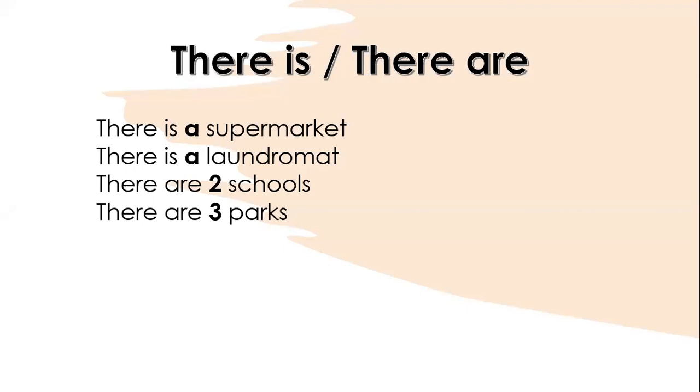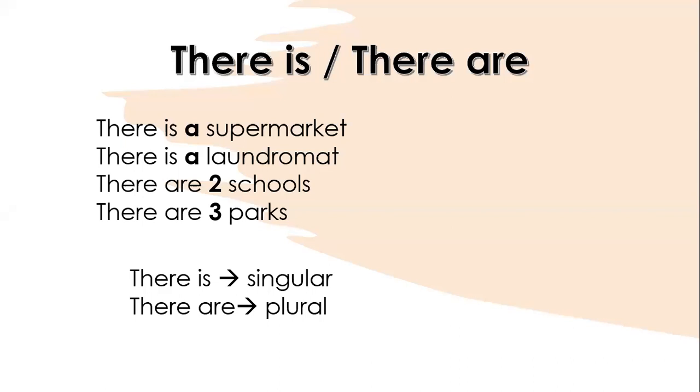Think of it. Good. There is for singular and there are is for plural. When we're talking about one single thing, singular, we use there is. When we talk about more than one thing, it means plural, we use there are.